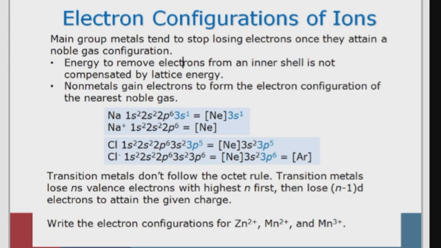Transition metals don't follow the octet rule. Transition metals lose ns valence electrons with highest n first, then lose (n-1)d electrons to attain the given charge. Write the electron configuration for Zn2+, Mn2+, and Mn3+.